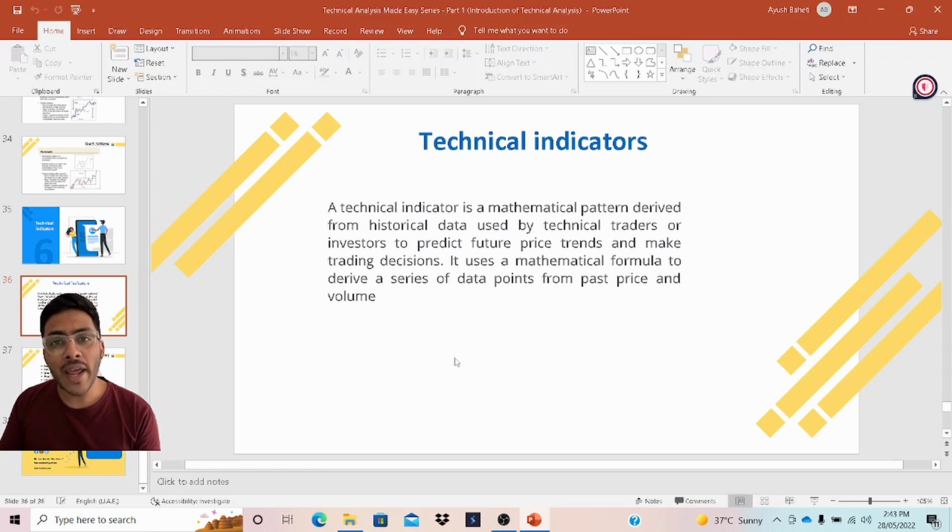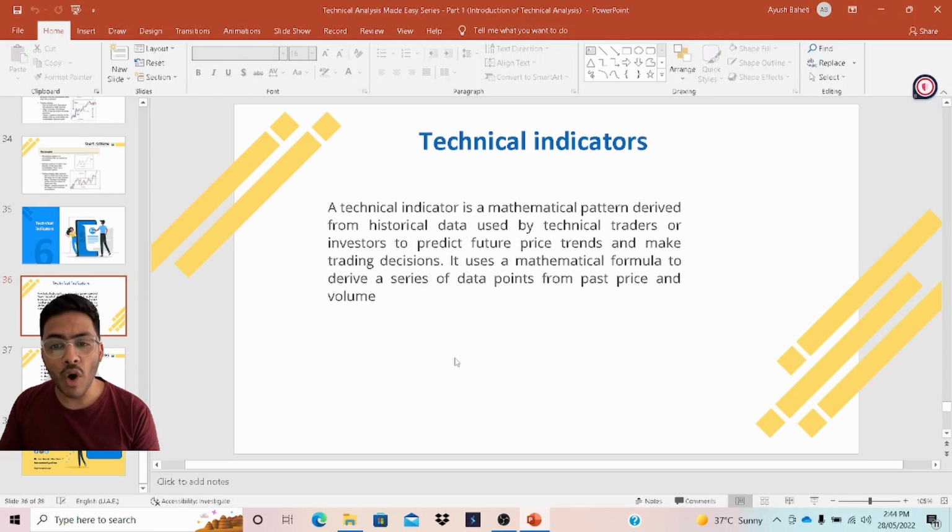But what I would like to suggest is that a technical indicator doesn't work in isolation. If you use technical indicators with price patterns or candlestick patterns or support or resistance, it can help you in effective decision making in terms of your buying and selling decisions.